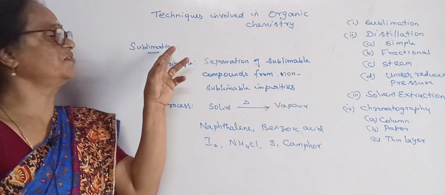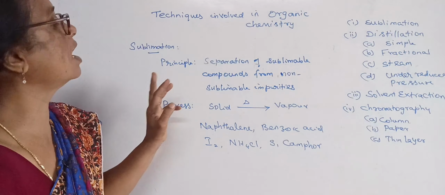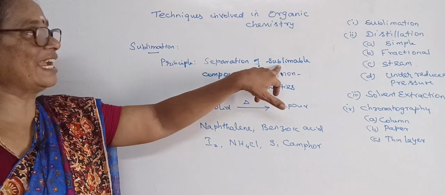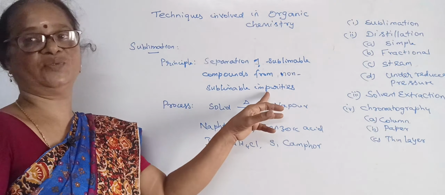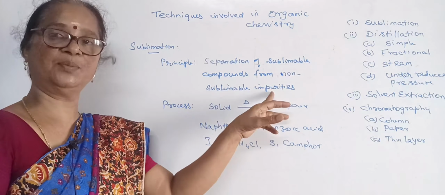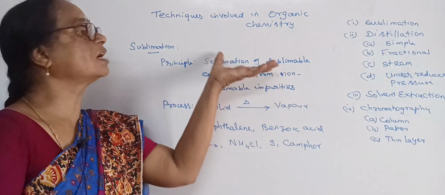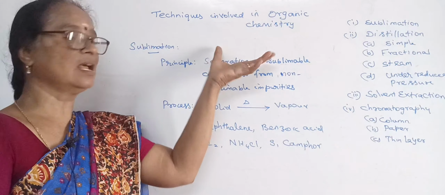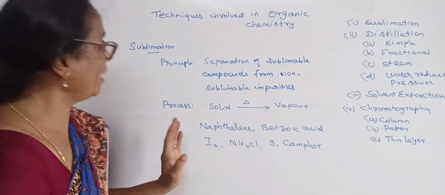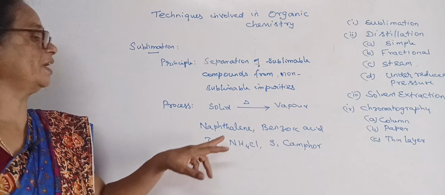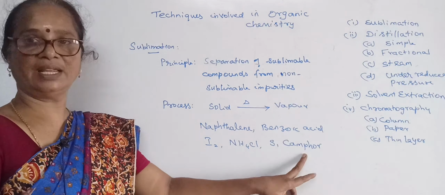So let us see the first technique, sublimation. This is useful for the purification of organic compounds which sublime in nature. The impurities present in it might be non-sublimable impurities. So during the sublimation process, the vapors of the organic compound will be collected, leaving behind the non-sublimable impurities. By this method we can purify compounds like naphthalene, benzoic acid, camphor, etc.